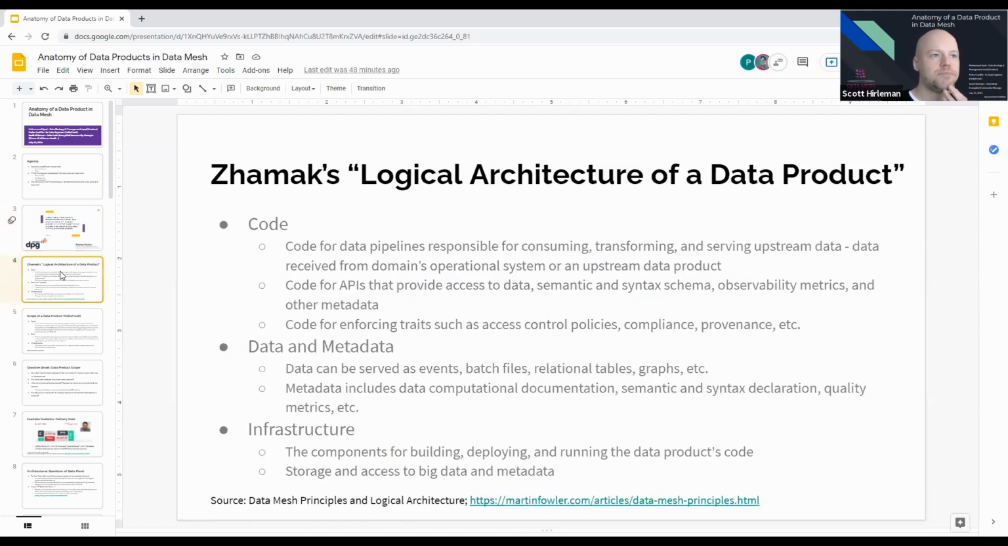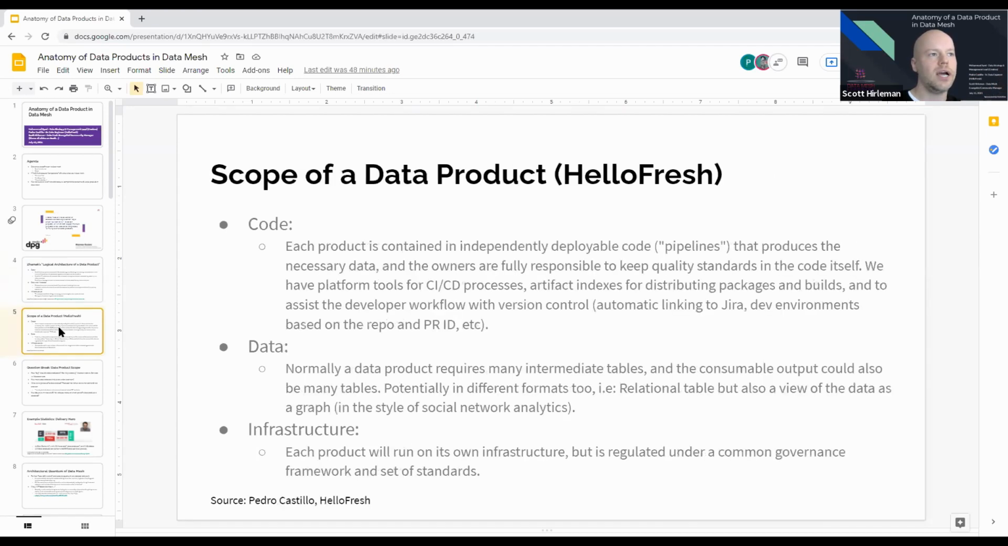So I'm going to quickly go over this. This is from Zhamak's logical architecture, or the data mesh principles and logical architecture. So this is the literal specific thing that she wrote about. I had asked Pedro what he thinks about the scope of a data product, and breaking it down in this same framework. What does this specifically look like?